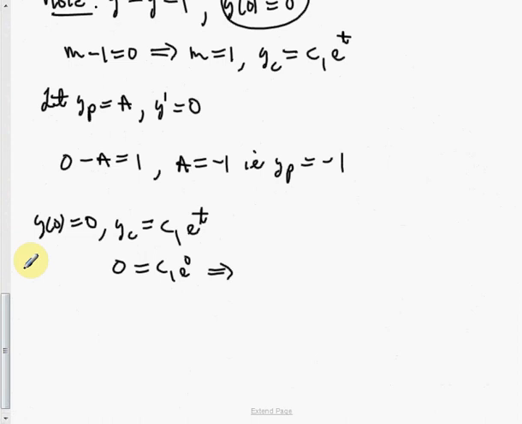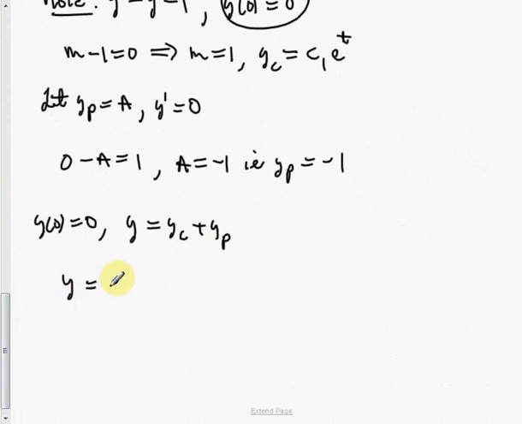I almost lost it, but I'm fine. This guy is supposed to be here. I need to put in that y sub p as well. Okay. This is y is equal to y sub c plus y sub p. So y is equal to c sub 1 times e to the t, and then that's negative 1, because y sub p is negative 1. That's better.